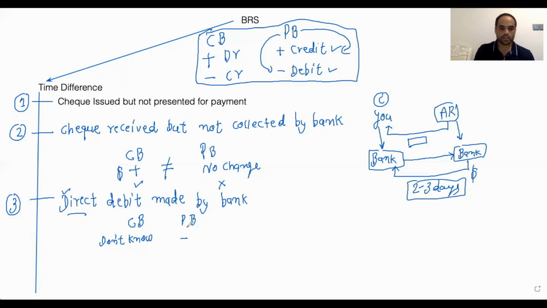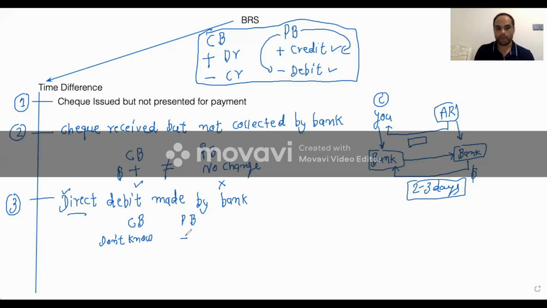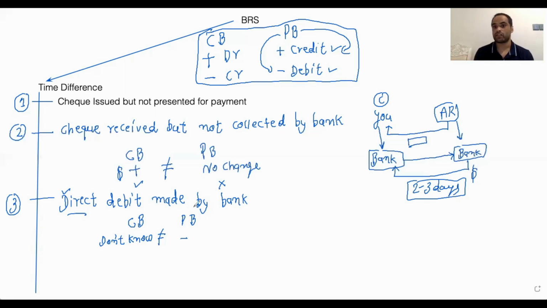All right. So if the bank is making a direct debit in your bank accounts, the balance will not be equal, because the passbook balance is reduced, but in the cash book you don't know. So the balance will not be reduced. The balances will be imbalanced. All right.